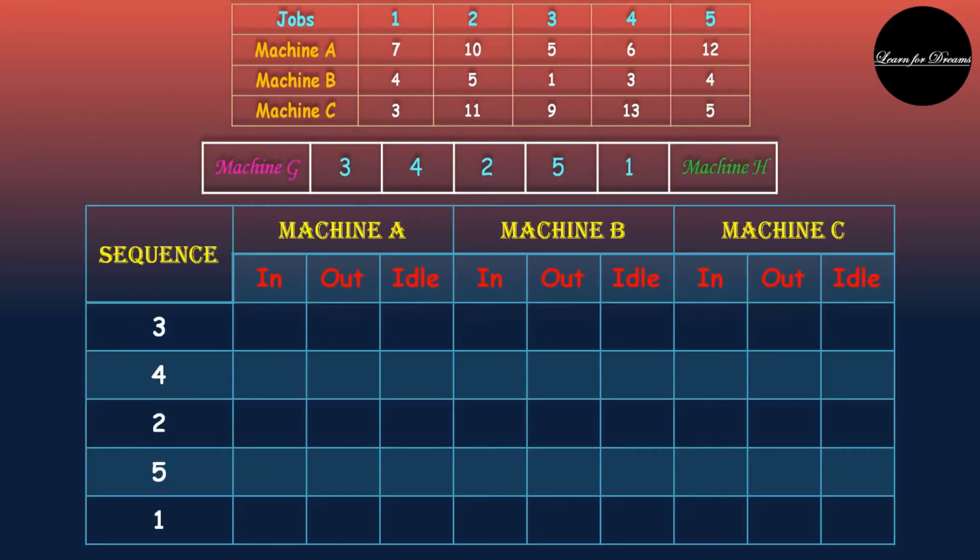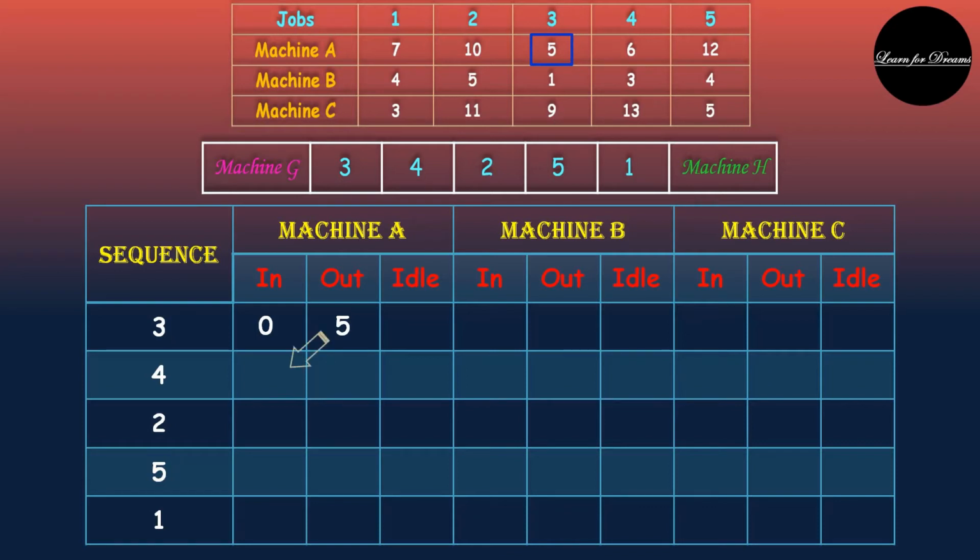This is the standard table to find idle time and elapsed time. Now let's calculate in and out time for machine A. In time for the first job on machine A is 0. Out time will be in time plus processing time. Here processing time for job 3 on machine A is 5. Hence the out time will be 0 plus 5 is equal to 5 hours.